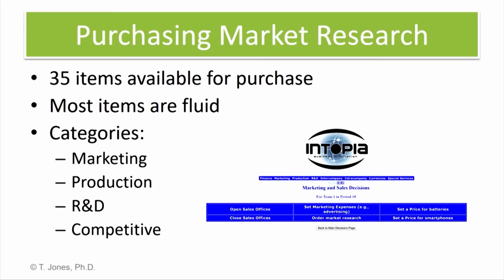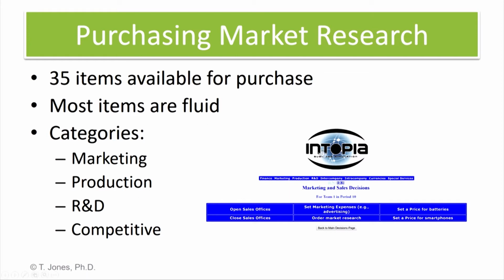Okay. The third thing is the idea of purchasing market research. As you go throughout the game, you're going to want to learn as much as possible about your market. There are approximately 35 items available for purchase. Most of these are fluid, meaning they're going to change every period. They're divided into the categories of marketing, production, research and development, and then competitive intelligence.